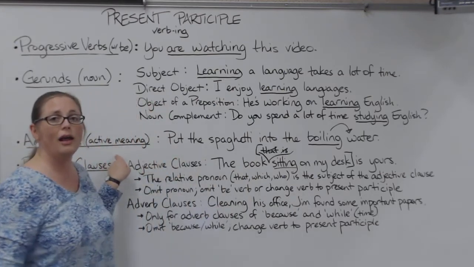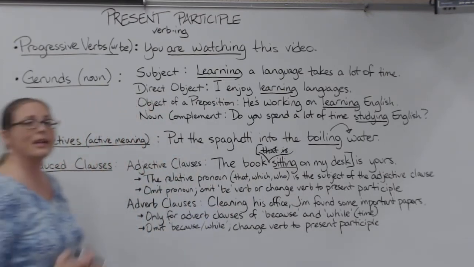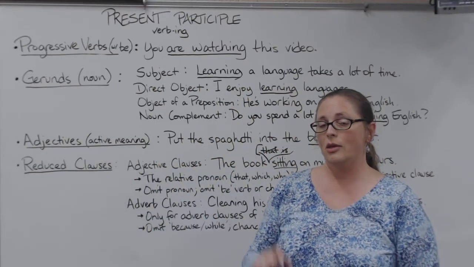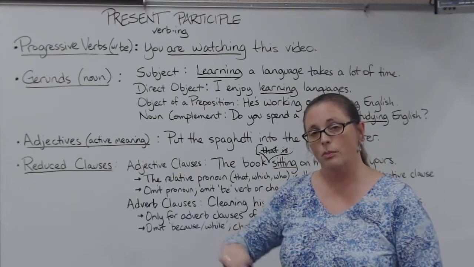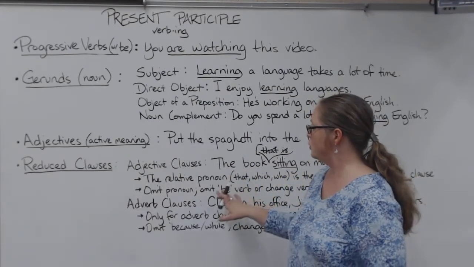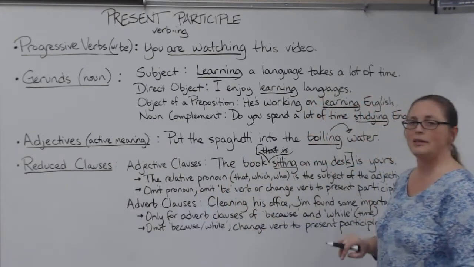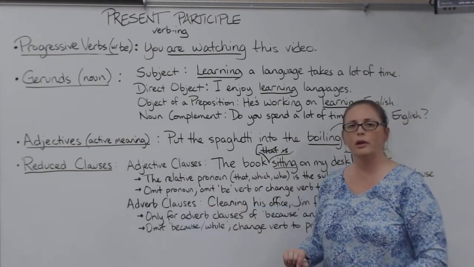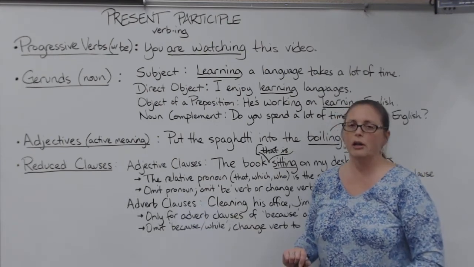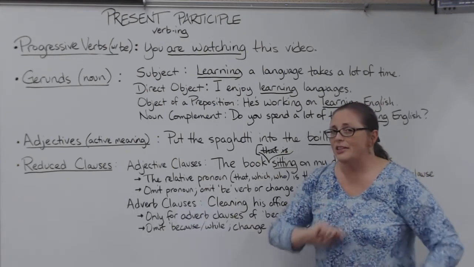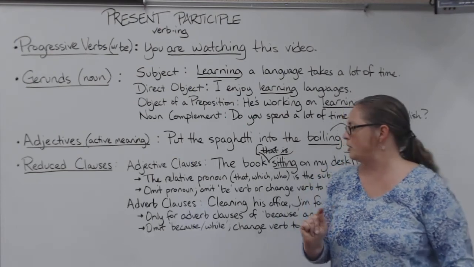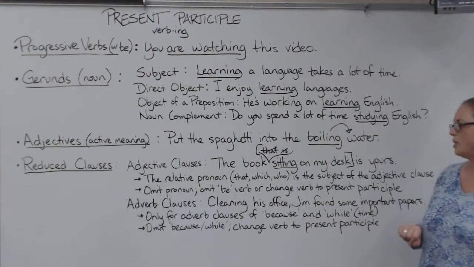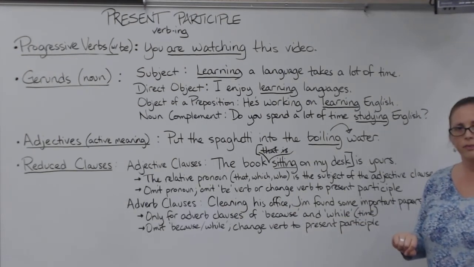Basically it's functioning like we talked about here as an adjective with an active meaning. The book is doing this. The book is sitting. We reduce it. The book sitting on my desk is yours. It is also possible to reduce adverb clauses, but this is only in very specific situations. To take a look at the example, cleaning his office, Jim found some important papers.